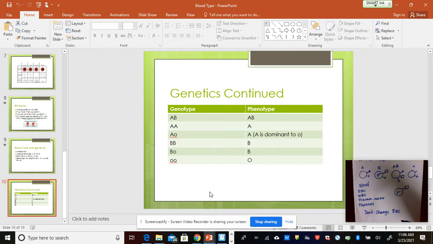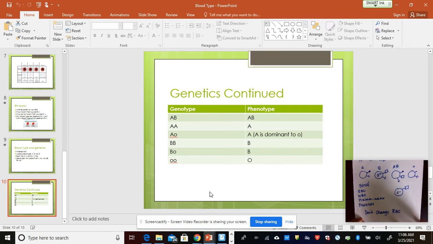Okay, so if you have big A, then what type blood do you have? You have type A. If you have big A, little o, you still have type A because A is dominant to O, and then you can see the rest there. So we're going to be doing some problems here to determine what the blood type would be, but we're actually going to ignore the RH factor. That makes it a little bit more complicated.